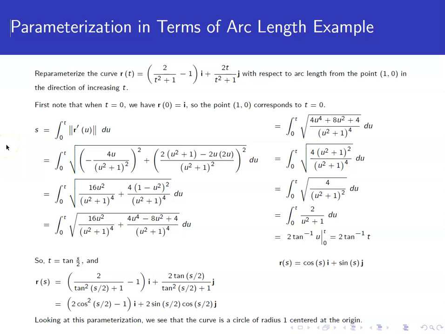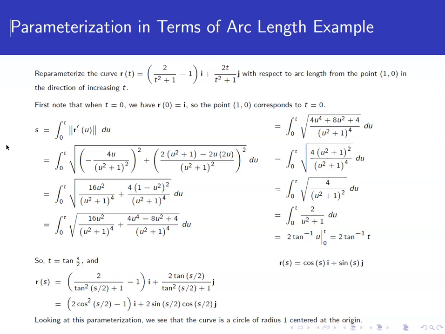In this video, we're going to look at an example of reparameterizing a curve in terms of arc length. So we're given the vector valued function (2 over t squared plus 1 minus 1) i plus (2t over t squared plus 1) j. We're asked to reparameterize this curve starting at the point (1, 0) and continuing in the direction of increasing t.